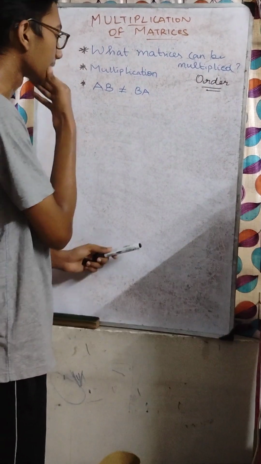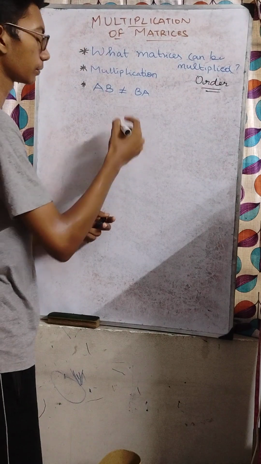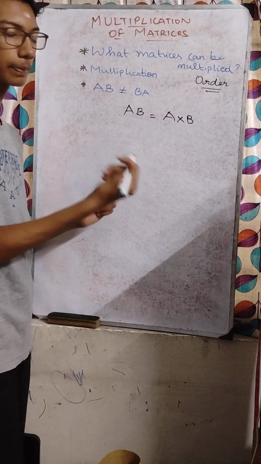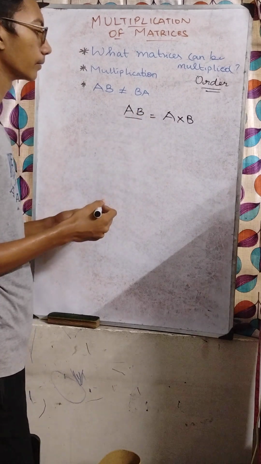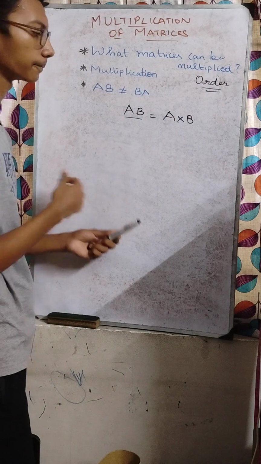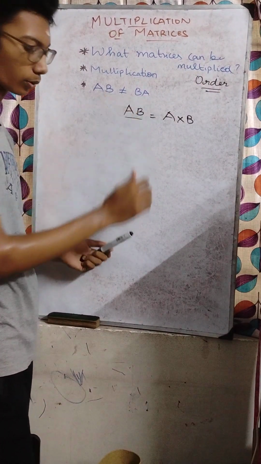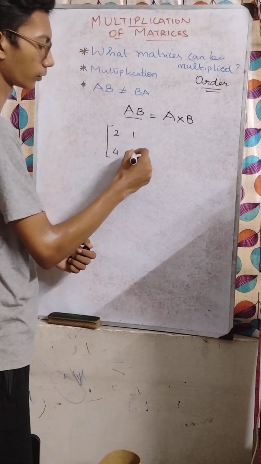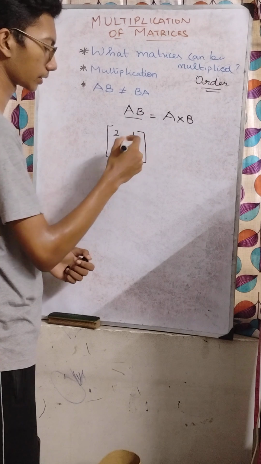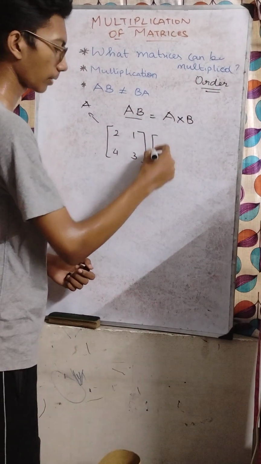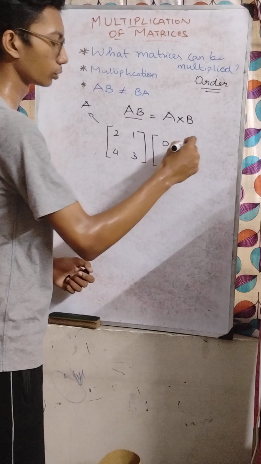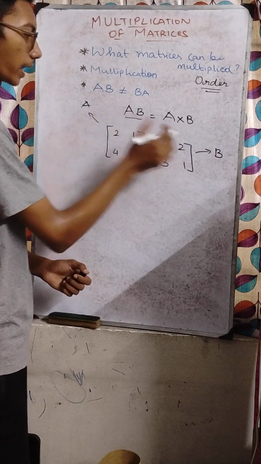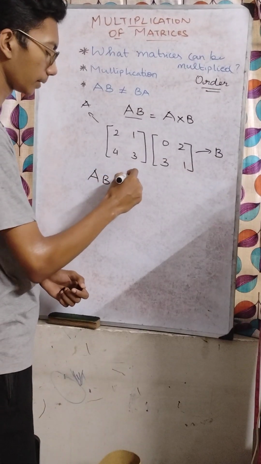So the next thing we will see is, is AB equal to BA? What this means is AB is A multiplied with B. That is, if you multiply two matrices, we can represent it as AB. And this is BA. So are these equal? We will check that. Let's take 2, 1, 4, 3. Let's have this matrix as A. Another matrix we have is 0, 2, 3, 1. This matrix will be the B matrix.